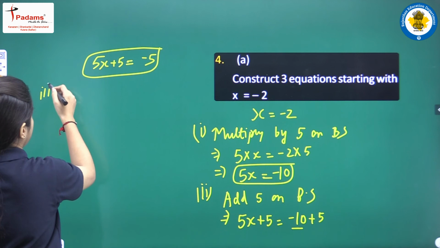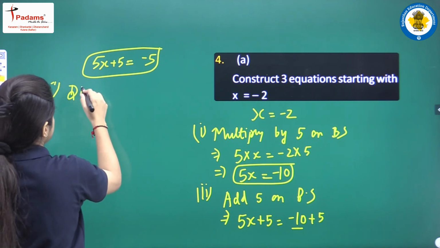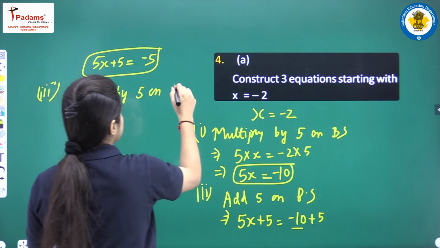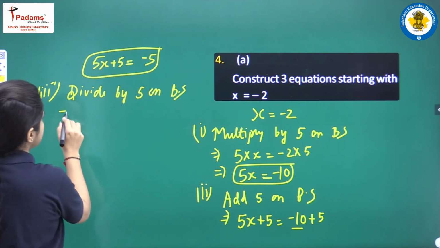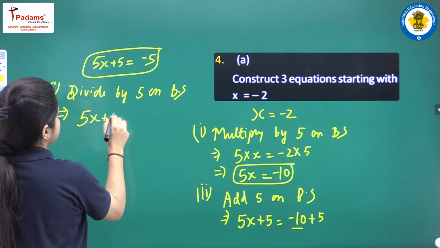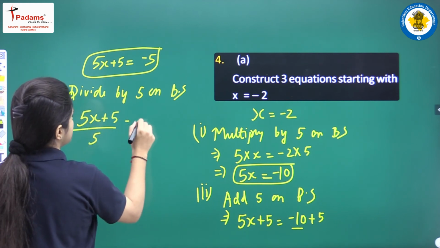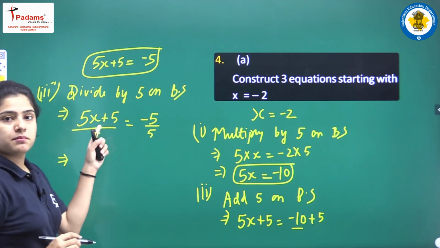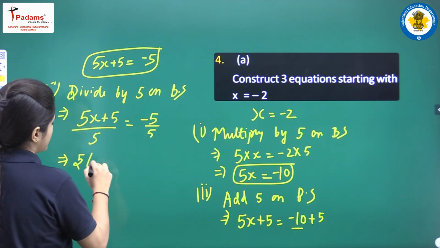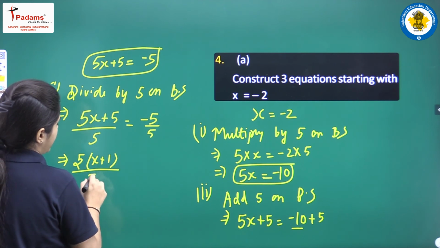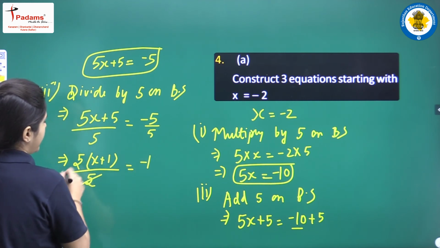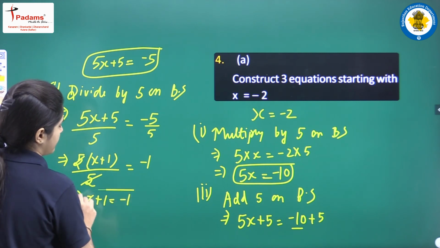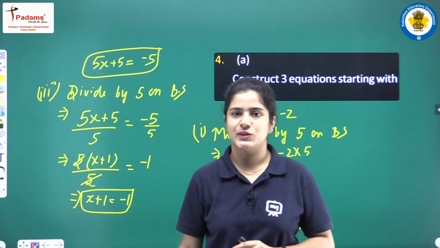And to construct the third equation, divide by 5 on both sides, okay students. So 5x plus 5 divided by 5 is equal to minus 5 upon 5. Have a look here students, you can take 5 common in these terms. So x plus 1 upon 5 is equal to minus 1. 5 will cancel out 5, so it becomes x plus 1 is equal to minus 1. This is your third equation, okay students.